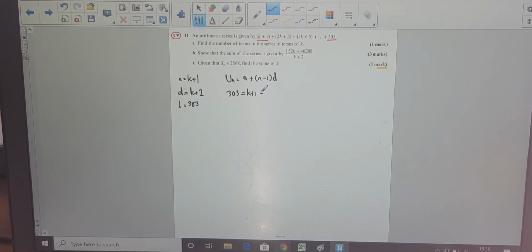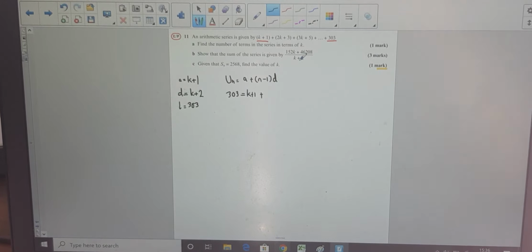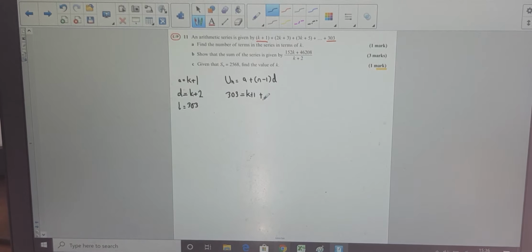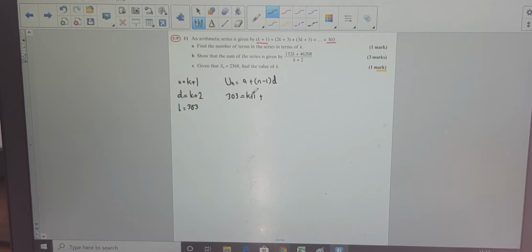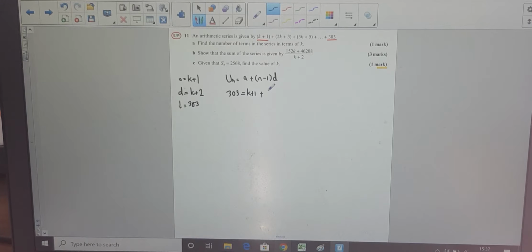add n minus 1. You have to be really careful because sometimes you're adding and sometimes you're multiplying in this, and a common mistake, as I make as well, is to add when you should multiply or vice versa. So just be really careful with it. This is my a, yep, that makes sense. Then n, my position, apologies, take away 1 times the difference, which is k add 2.